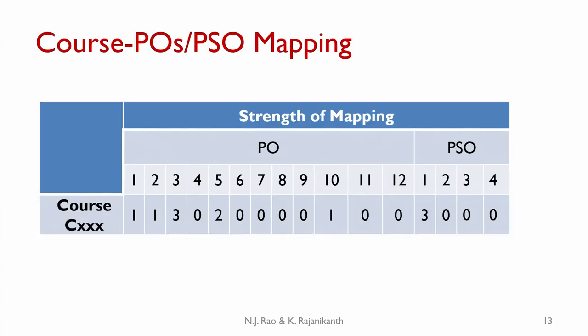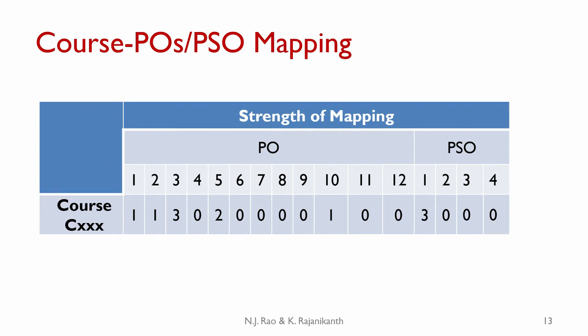And the same CO, PO, PSO mapping, the strength of mapping, is demonstrated here. In this particular course, PO 1 is addressed to strength 1, PO 2 is addressed to strength 1, and PO3 is addressed to strength 3, and so on.